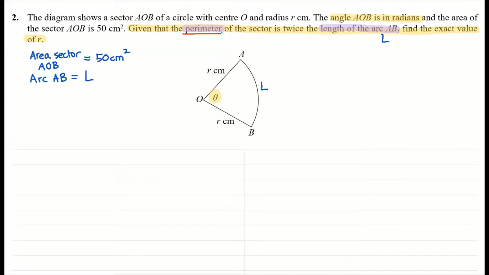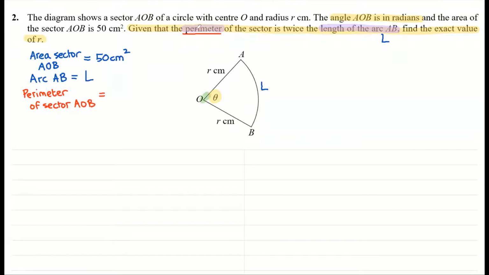We just have to go for a walk around the sector. So the perimeter of the sector AOB is equal to, now let's just go for a walk around the object.